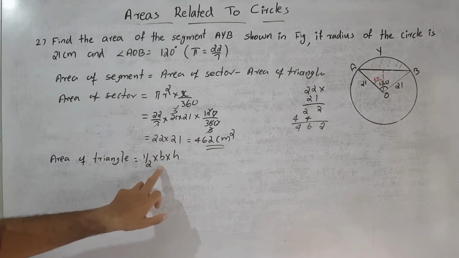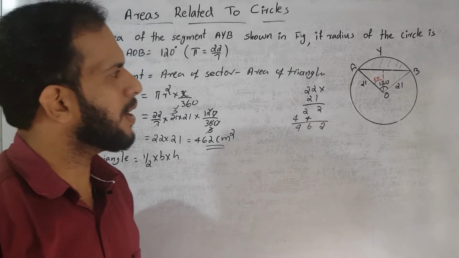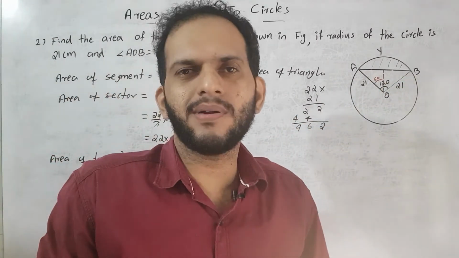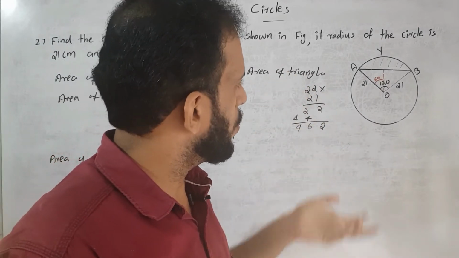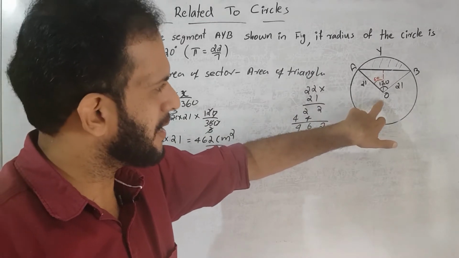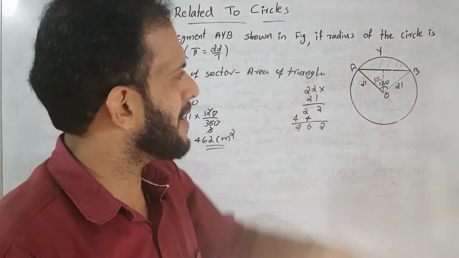That one is half into b into h. B is base and h is height. Then here, what is the base? In this figure, the base is AB, the measurement of AB is not given, and we do not have the height. So to find the area, we want to construct the height from the vertex O to the side AB.